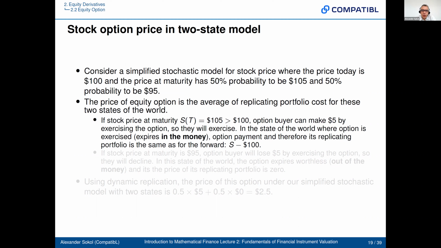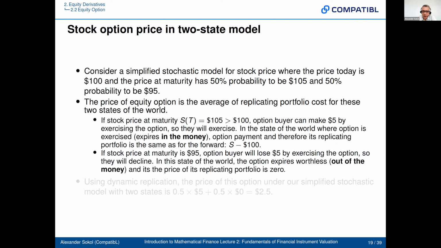That's called expiration in the money. In the money means the option holder, or the option buyer, decides to exercise and makes money from that. Because otherwise, why would they exercise? So the option payment in this replicating portfolio, in this case, is the same as for the forward because the exercise happens. In the state of the world when the price is 105, the replicating portfolio is stock minus $100, and the profit is $5 because you're receiving the stock that's worth 105, but you're paying 100. So you made $5 by exercising, and in this state of the world, you earn 5.